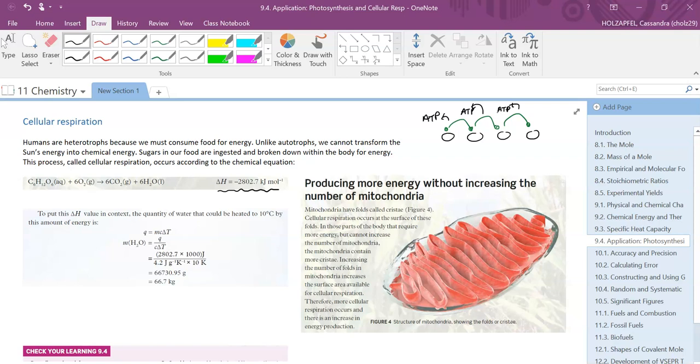If you've ever pressed your face up to the glass and breathed onto the glass, you would be able to see the little water droplets or the little fog that's produced on the window. So we do actually have water that's being released in our breath as well. So that's cellular respiration in a nutshell.